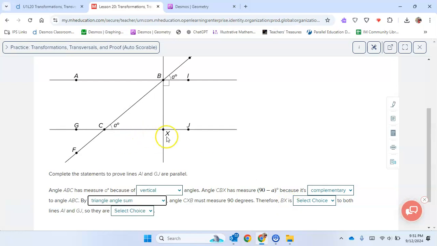Therefore, BX is perpendicular to both AI and GJ. And that's the sign for perpendicular. If they're both perpendicular to the same line, BX, that means AI and GJ are parallel.